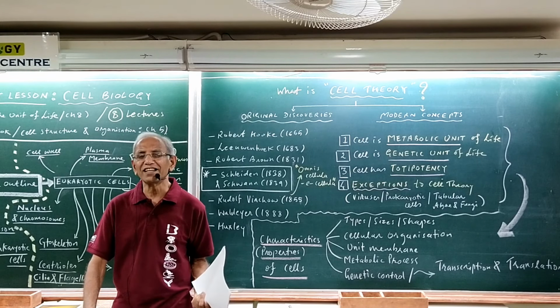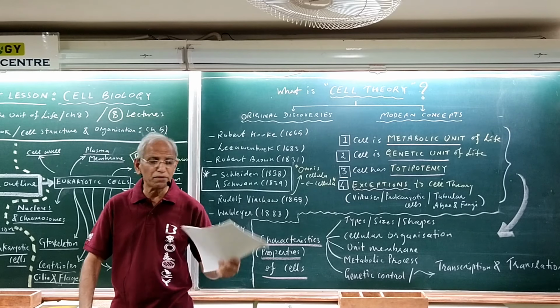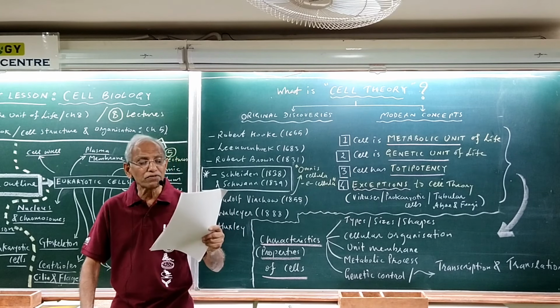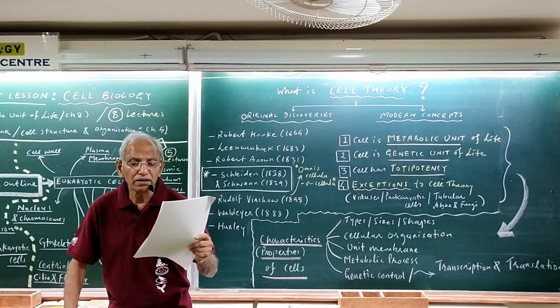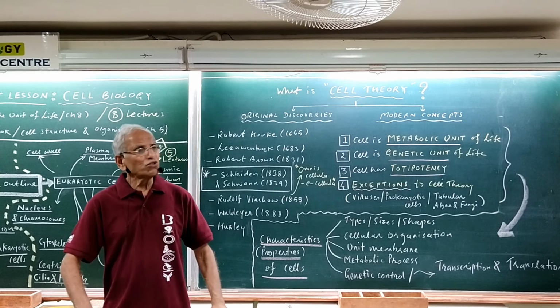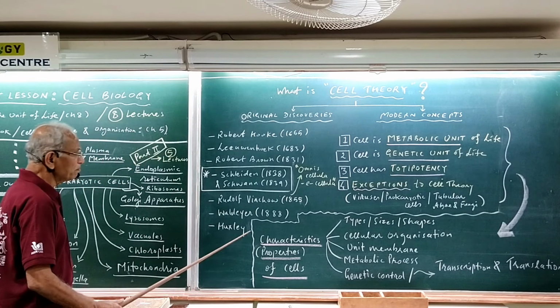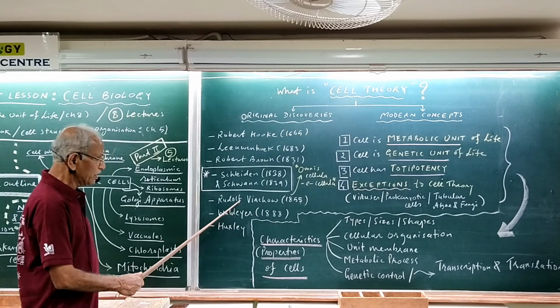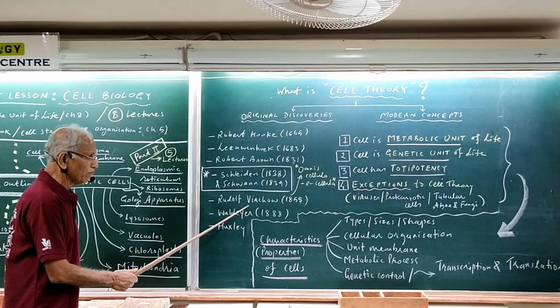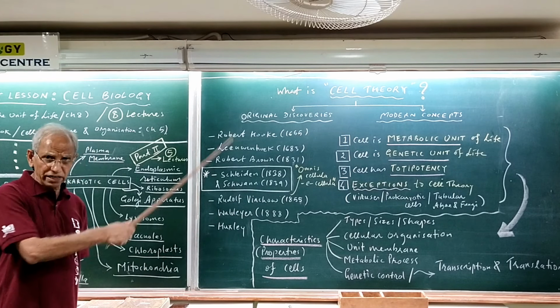That is the reason why in your books you get statements like this, that living things are made up of cells and cell products. There is one more statement that is made, and actually it is suggested by this great scientist Rudolf Virchow, about all these scientists I am going to talk.